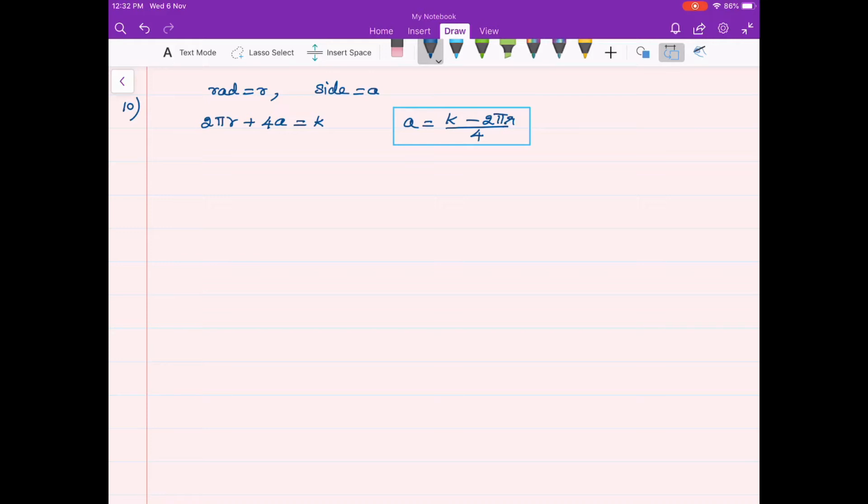Prove that the sum of their areas is least when the side of the square is double the radius of the circle. Let A be the total area, which is equal to area of the circle, pi r square, and area of the square, a square. Let us substitute for a, because we have two variables, we are changing it in terms of one variable. K minus 2 pi r the whole square divided by 16, 4 square is 16. We have to show that the side of the square is double the radius of the circle. This is the result to be proved. Don't use that result at the beginning of your answer.